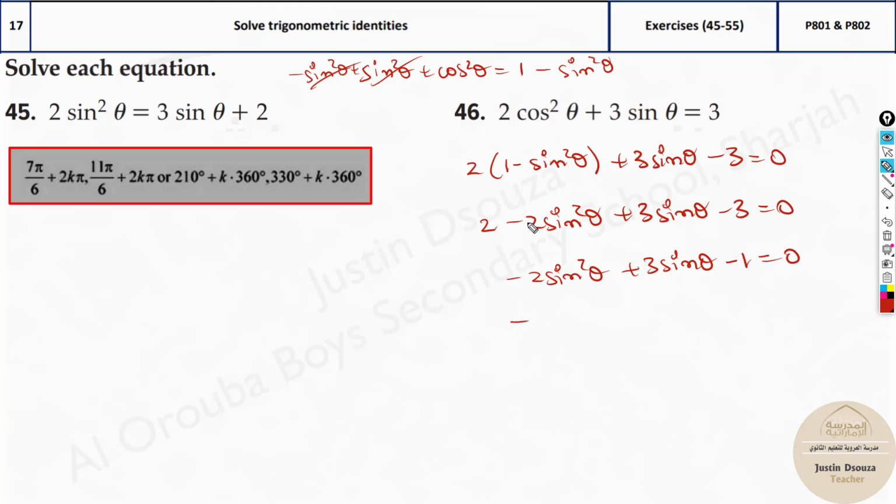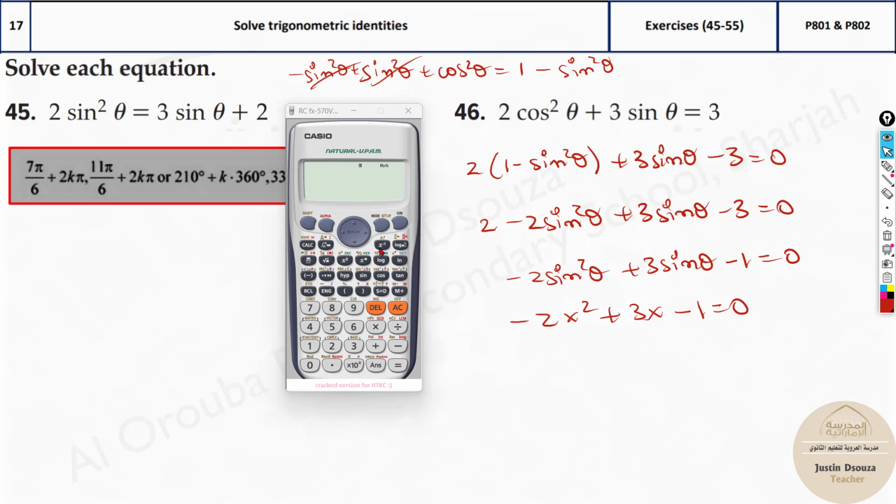Now just like what we did in the last problem, we can write this in terms of x. It'll be in terms of x, not in terms of sine. So it'll be minus 2x squared plus 3x minus 1 equals 0. Use your calculator to solve this quadratic equation. Here we have mod 5 and 3, minus 2 plus 3 and minus 1. The answers are 1 and positive half this time. So x is equal to 1 and x is equal to half. That means it's sine theta equals 1 and sine theta equals half.